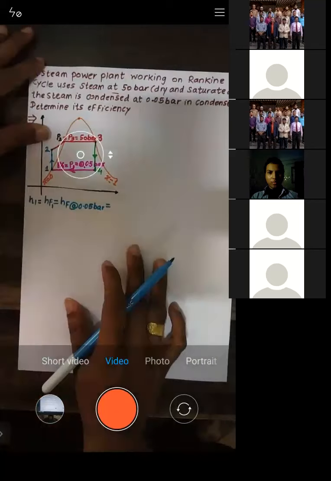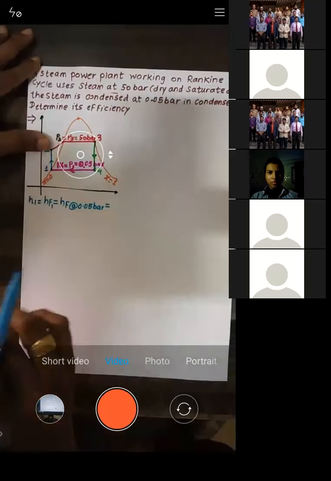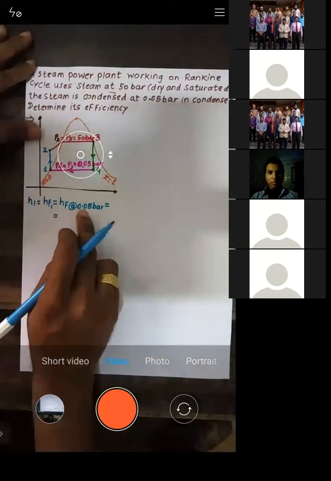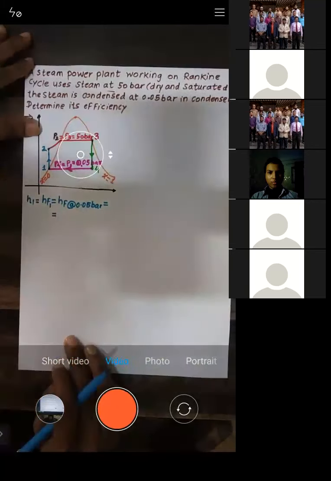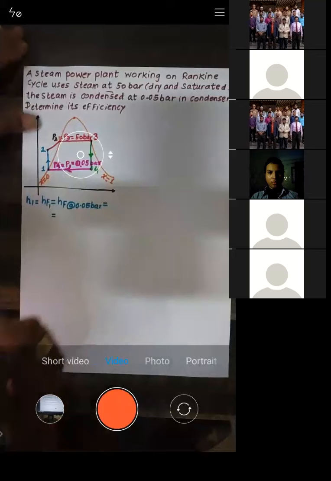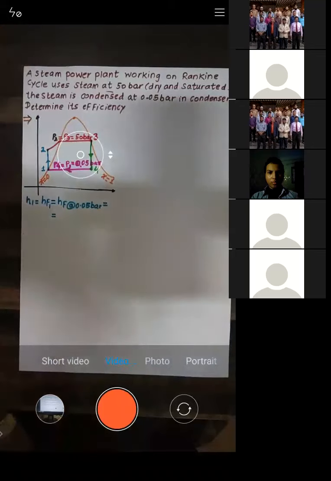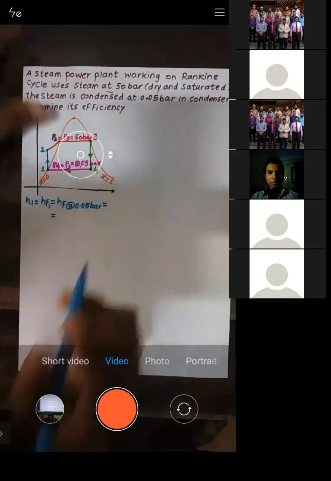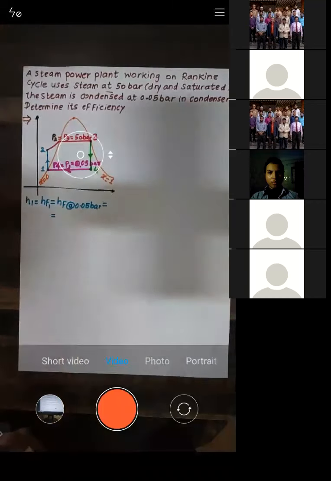Yes, sir. Okay. Now, how to get these values? So let us calculate hf at 0.05 bar. When we see point number 1 or 2 or 3, you check the condition. At point number 1, pressure is 0.05 bar. This I already told you.